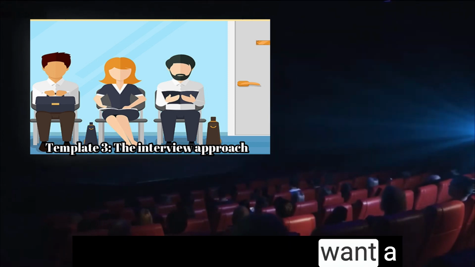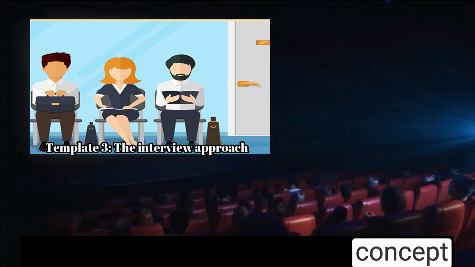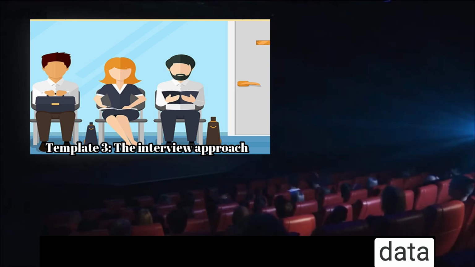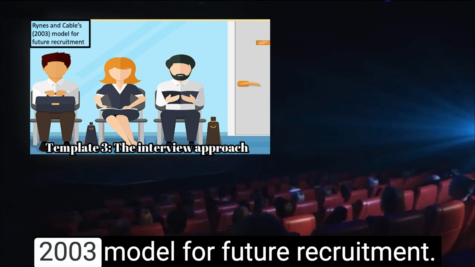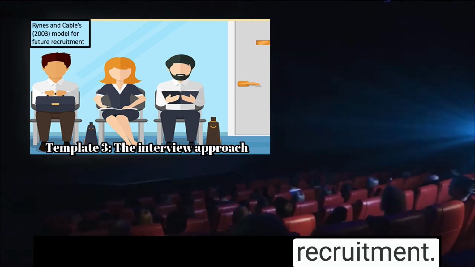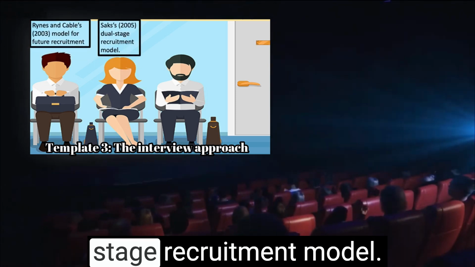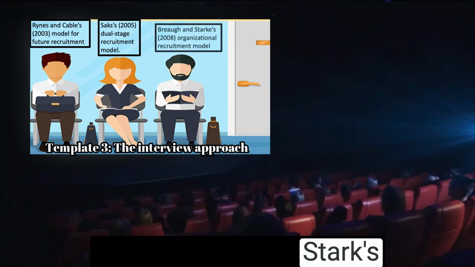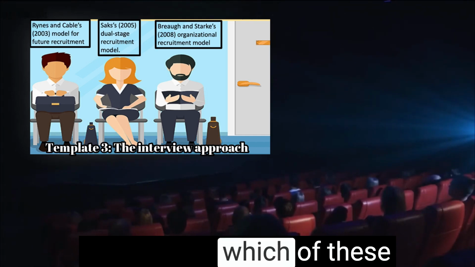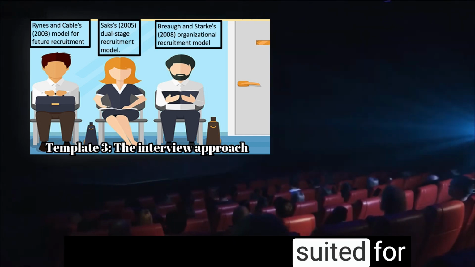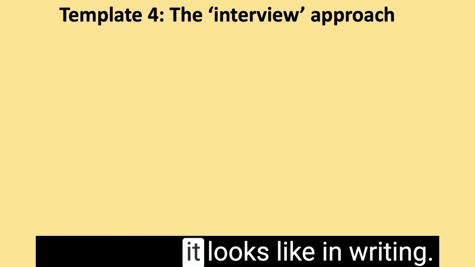In this scenario, they want a framework, model, theory, or concept to understand and frame the data that they will get from their surveys. So they assess Ryan Estes and Cable's 2003 model for future recruitment. Then they assess Sachs' dual stage recruitment model. Then they assess Stark's organizational recruitment model. Then at the end of the process, they decide which of these 3 models is best suited for the needs of their dissertation. This is what it looks like in writing.